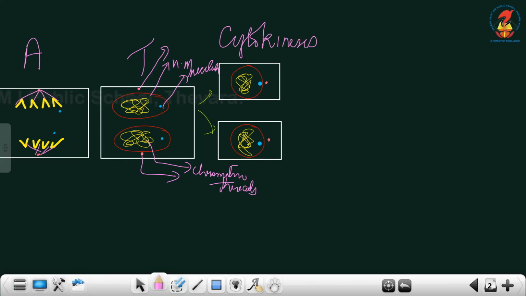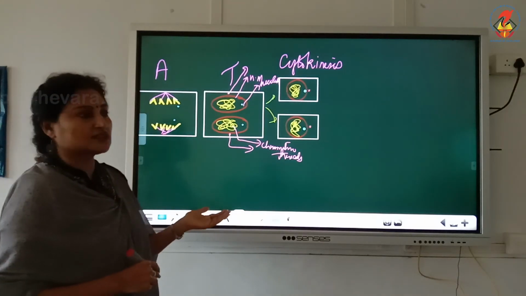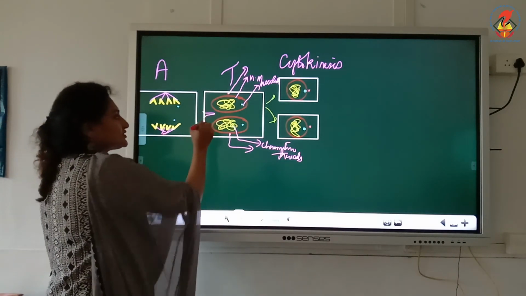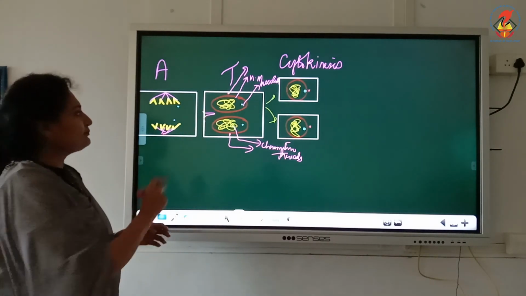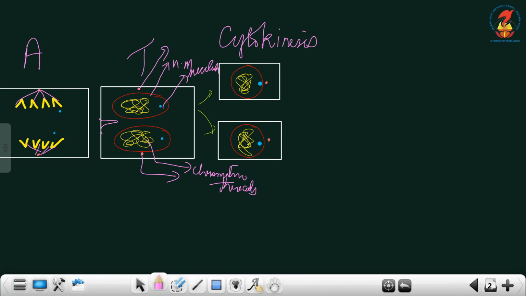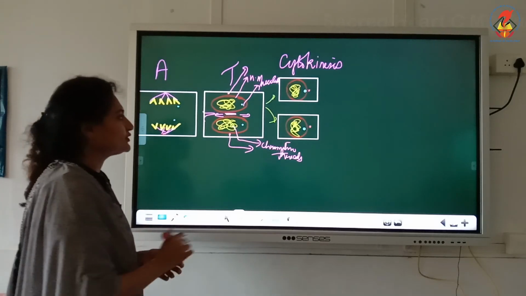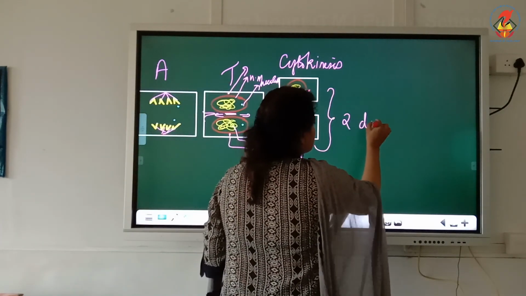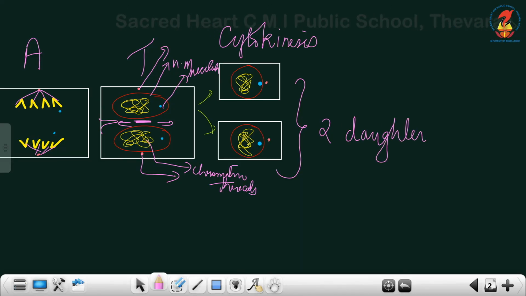Cytokinesis is the splitting of the cytoplasm, dividing the cell into two. Now the way it is split is different in animal cell and plant cell. In animal cell, it is by a constriction made in the plasma membrane between the two nuclei, whereas in plant cell it is by a cell plate which is at the center. It grows outwards and divides the cytoplasm into two. And finally, we have two daughter cells as a result of mitosis.